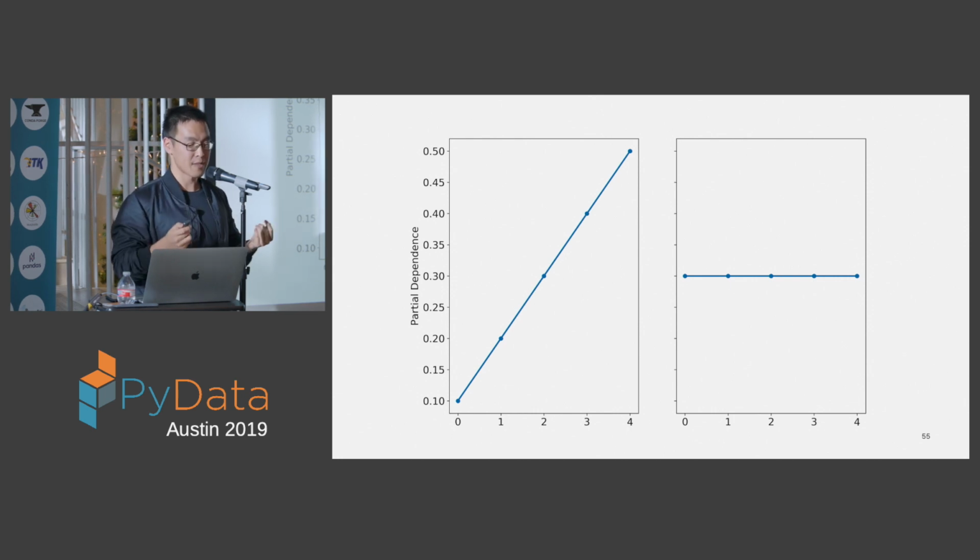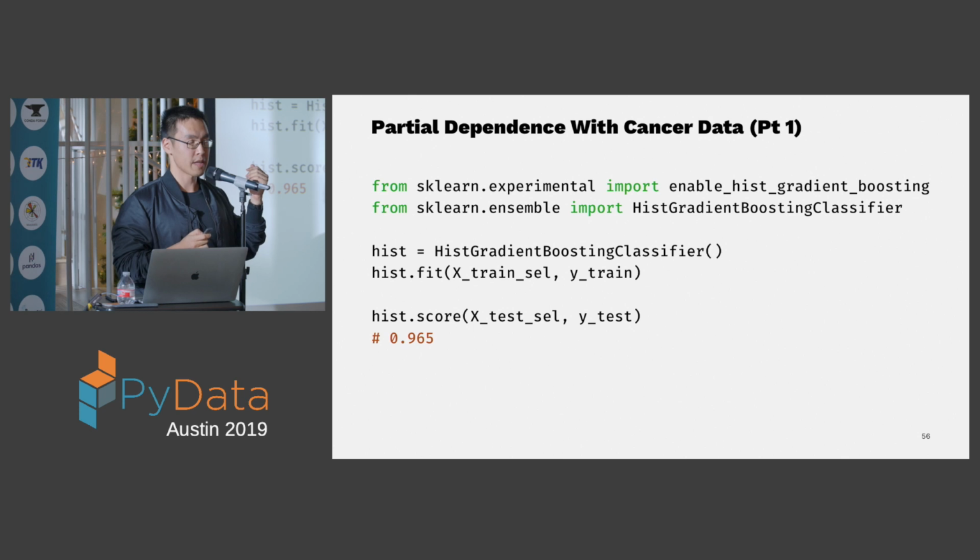So let's run it through the cancer data set we had before. We have histogram gradient boosting. Remember, we have to do the experimental import to enable histogram gradient boosting. And I'm going to fit it and score it. It's going to be 97%.